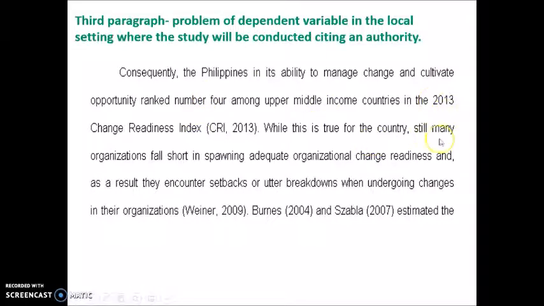While this is true for the country, still many organizations fall short in spawning adequate organizational change readiness. So, yun ang problem sa Pilipinas about organizational change readiness. And as a result, they encounter setbacks or utter breakdowns when undergoing changes in their organizations. It's from Weiner 2009. Okay? And so on. So, this is now the problem of change readiness among employees in the Philippines. Right?